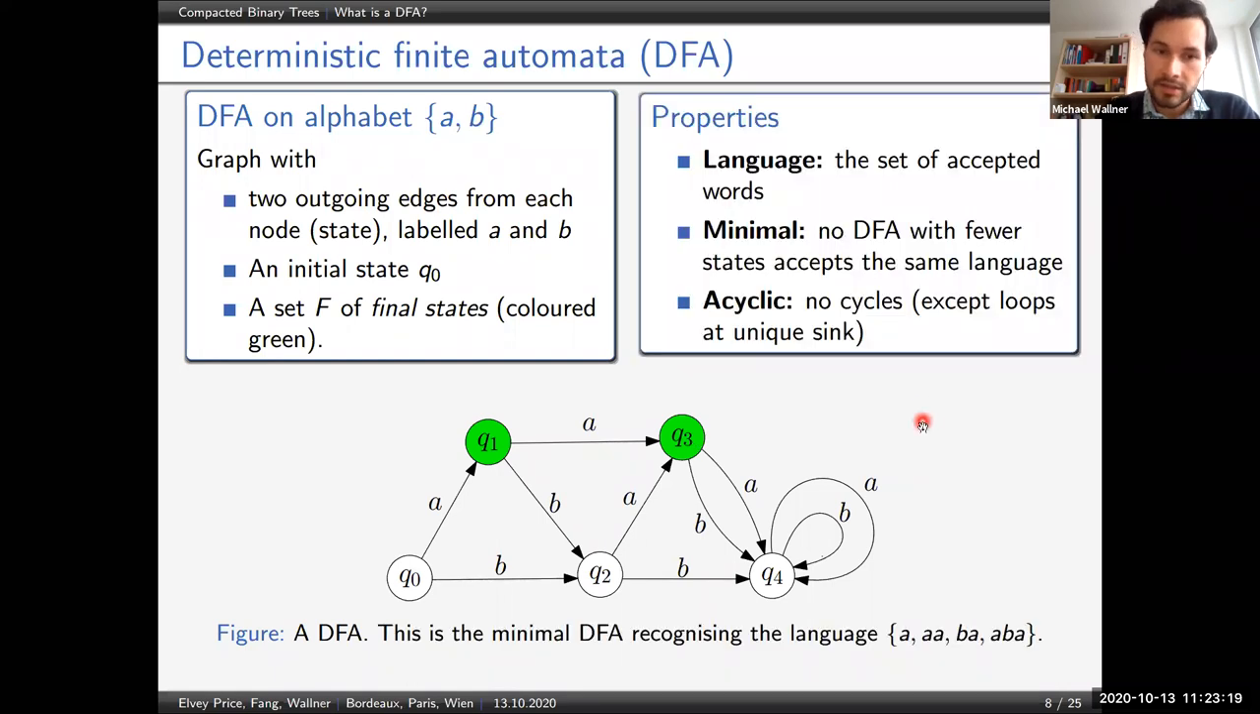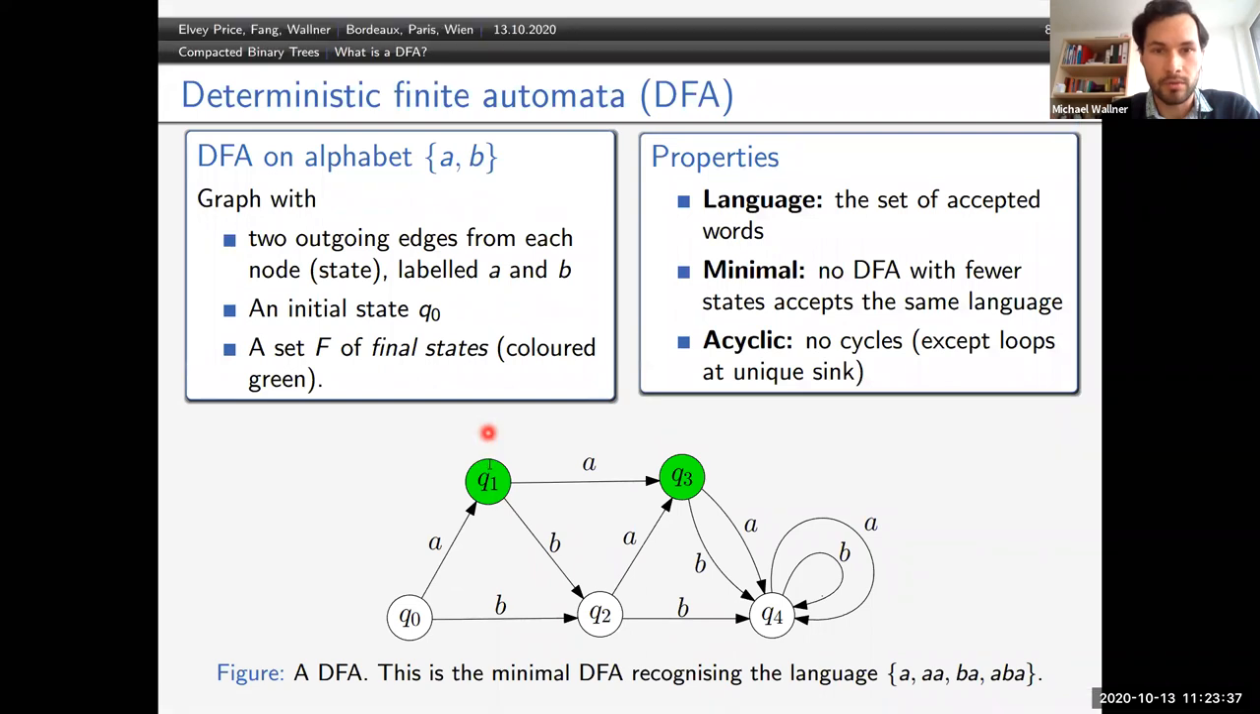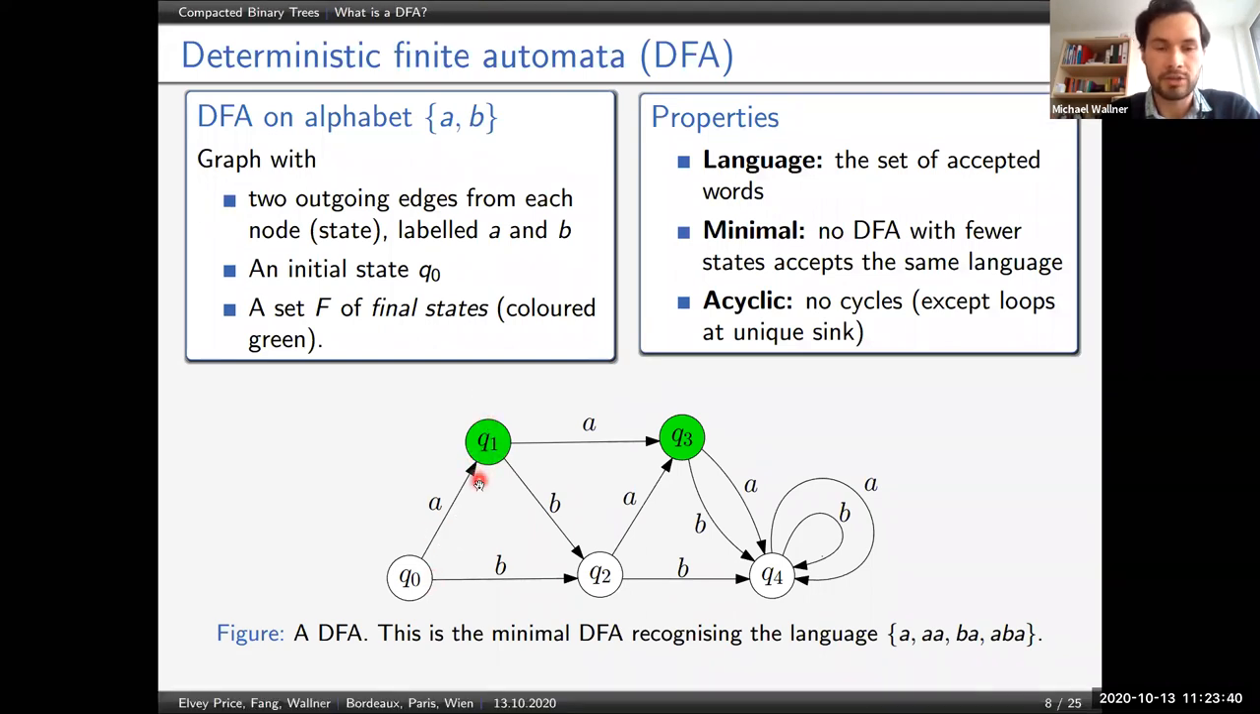Then such a DFA defines a language. And the language is the set of accepted words. So how does it work? If you have a word in a two-letter alphabet A, B, you start at the beginning and you see, for example, an A, then you traverse the edge which is labeled A. Then you're in state Q1. And then you go on. Every word which ends in an accepting state is called an accepted word, and the set of accepted words is the language it defines. So in this case, we have the accepted words A, because we can traverse here. We have AA, we have BA, and we have ABA.